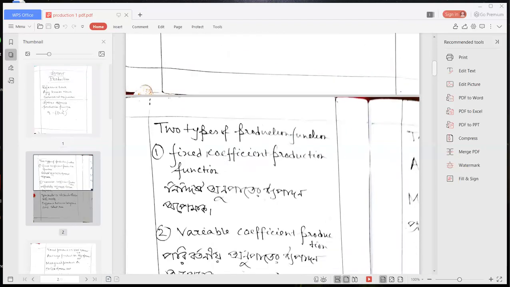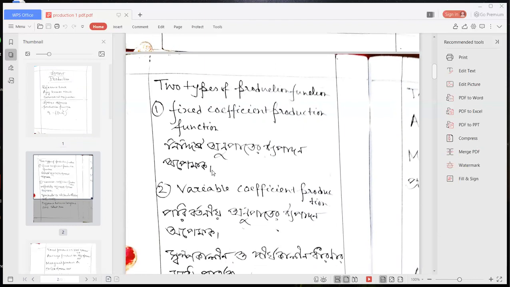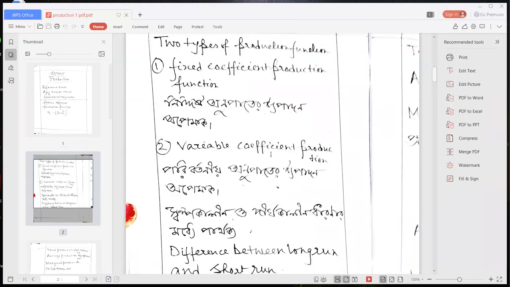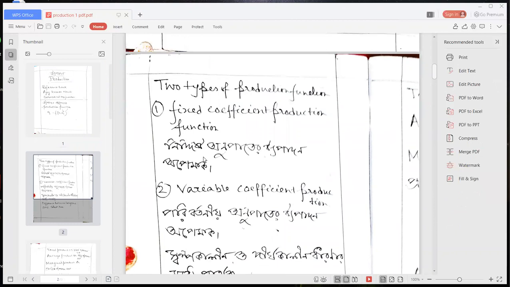There are two types of production function. One is fixed coefficient production function and the other is variable coefficient production function. If the ratio between the two inputs, that is capital and labor, is fixed for the production function, say 2:1, and it remains 2:1 for the whole time of production, then it is known as fixed coefficient production function.